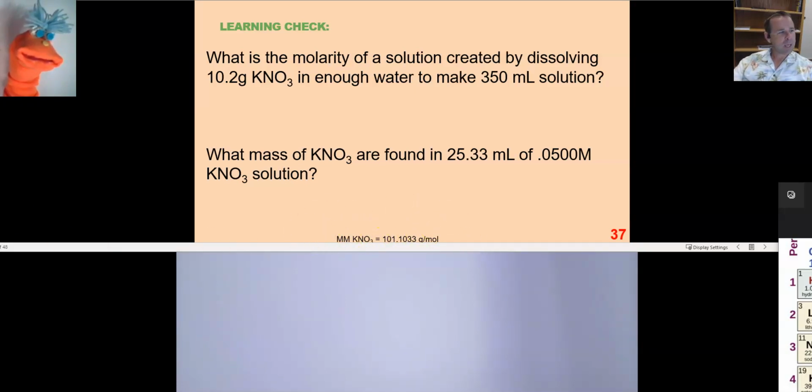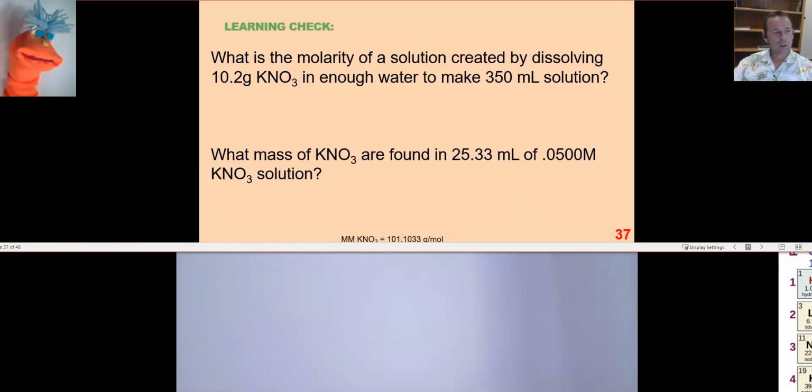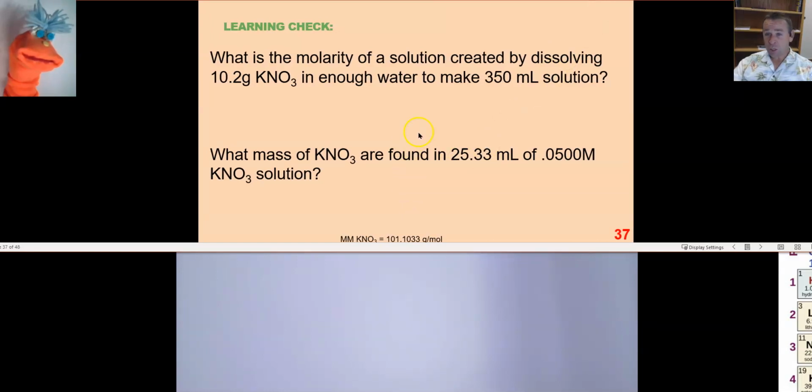And I can identify what the total volume is. So I can get moles of solute, total volume of solution. What is the total volume of this solution? It's 350 milliliters. Good, 350 milliliters.